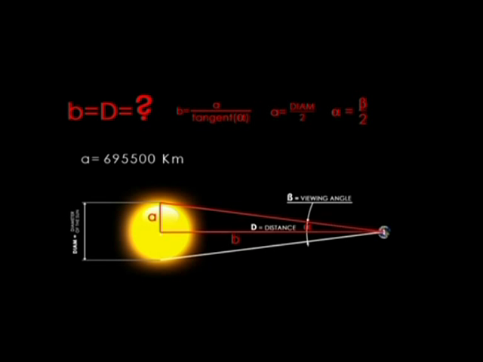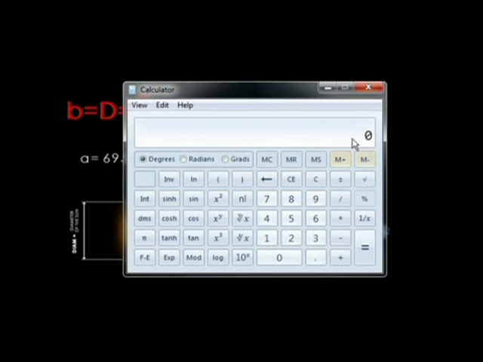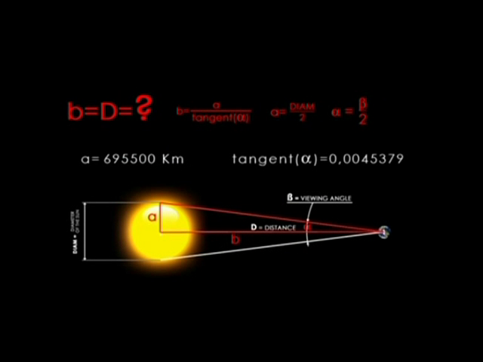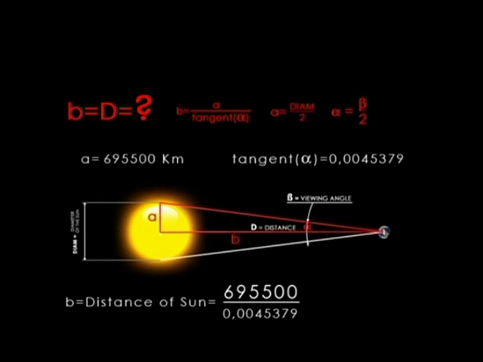After this, you should calculate the value of tangent alpha. In order to achieve that, let's divide 0.52 degrees by 2 and take its tangent. Now you have all the necessary data in order to calculate the distance of the Sun from Earth. Now we do the division.